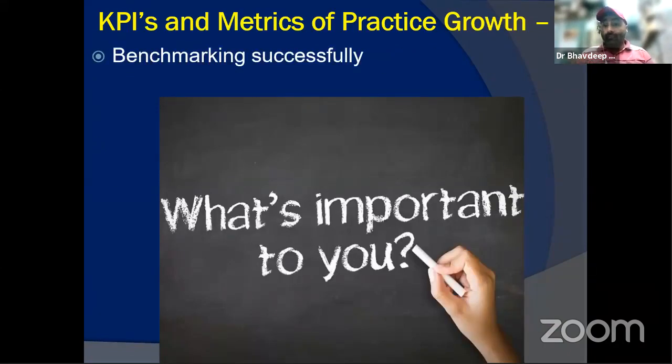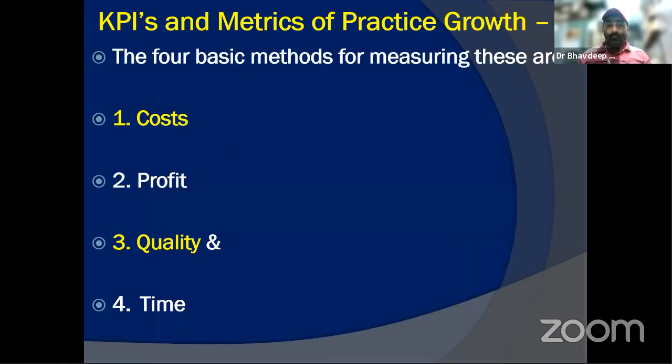So if you have to benchmark what is important to you, you want to benchmark certain things as per the industry standard, or maybe your competition, if you feel that your competition is also really a good one and you actually enjoy a healthy one with them. So the 4 basic methods for benchmarking: cost, profit, quality, and time. So these are the 4 methods. So what exactly are they?